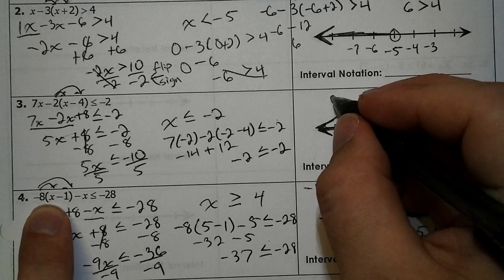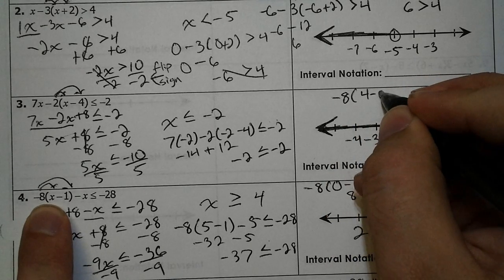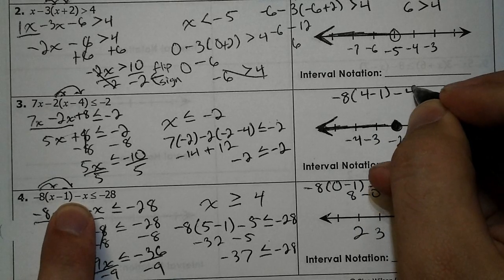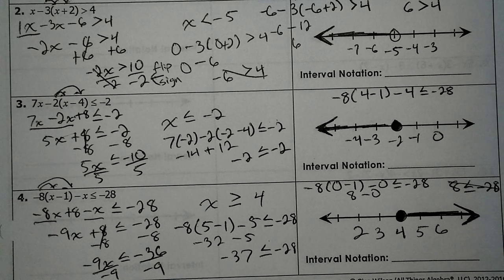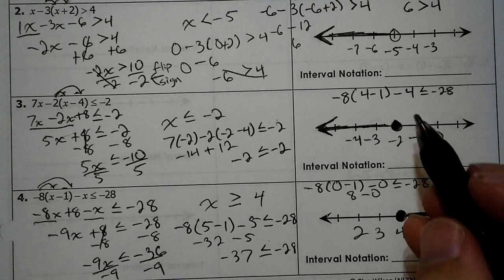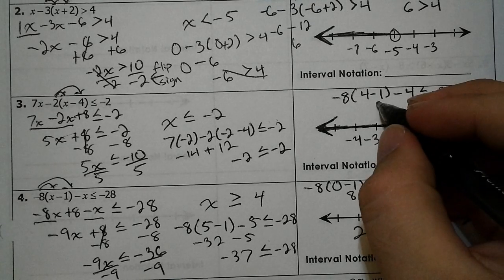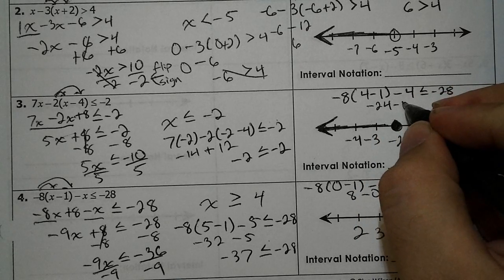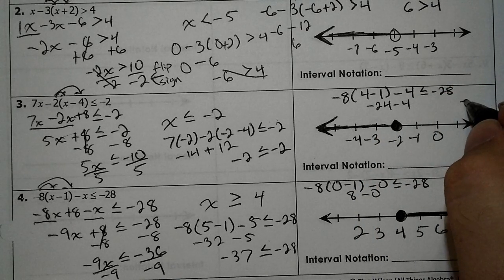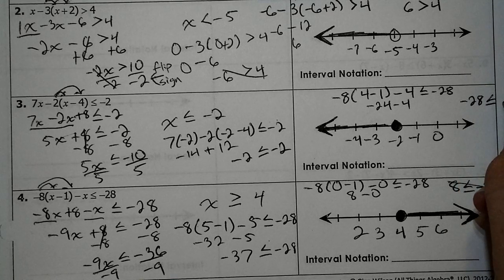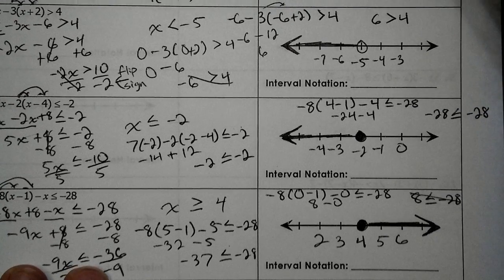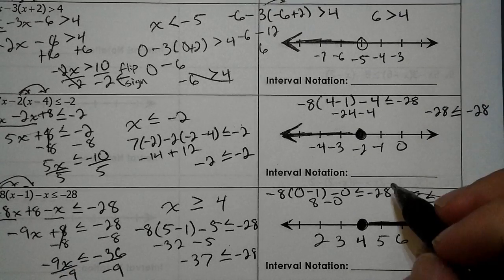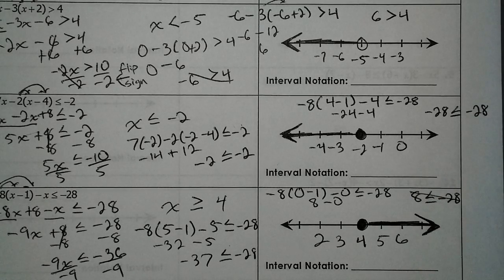Let's put in positive 4 into all this. So negative 8 times 4 minus 1 minus 4 should be less than or equal to negative 28. And 4 minus 1 is 3. Negative 8 times 3 is negative 24. Negative 24 minus 4 more is negative 28. And negative 28 is equal to negative 28. So since the symbol says less than or equal to, it still checks out. So 4 is included. All right?